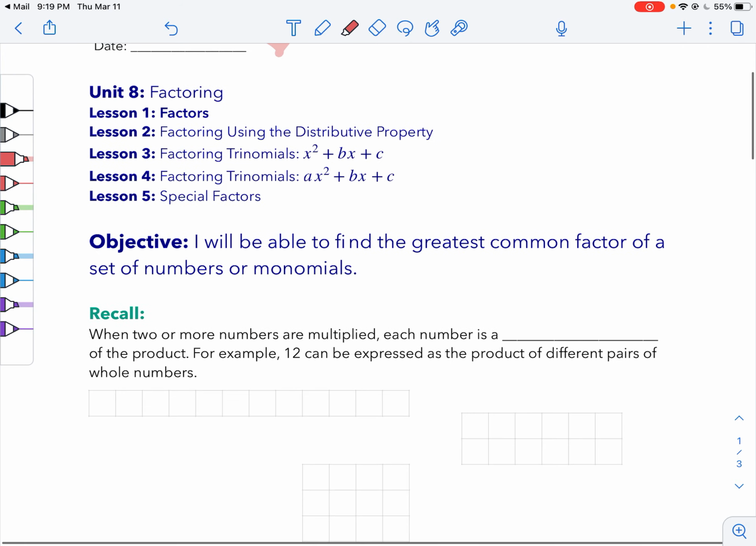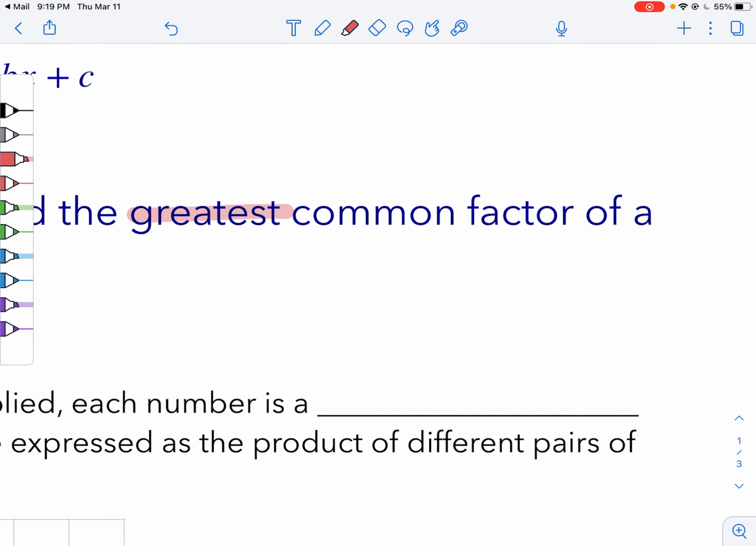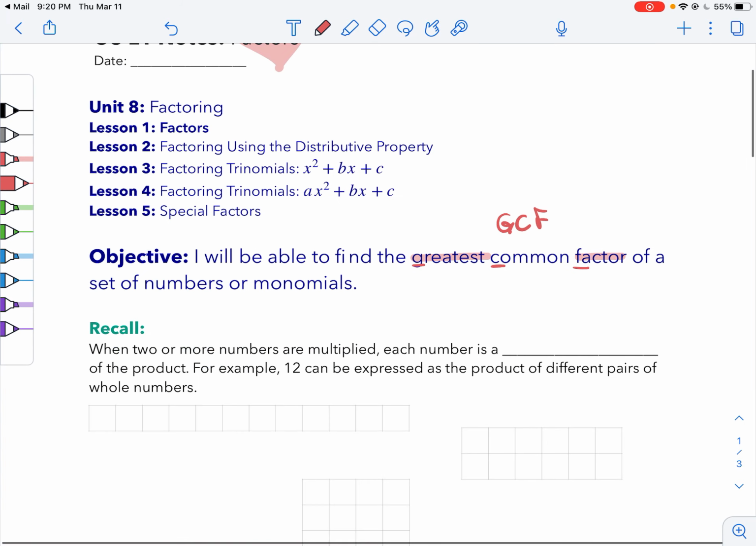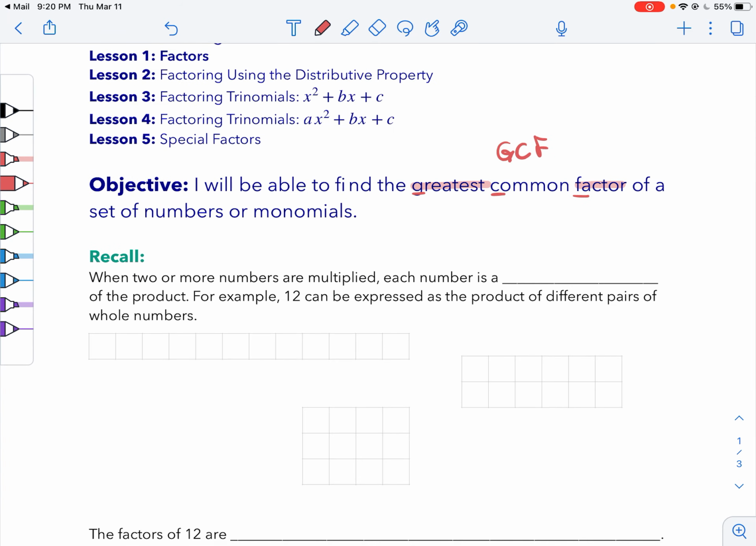By the end of the day, you will be able to find the greatest common factor of a number or a monomial or a set of numbers. By the way, if I ever talk about the GCF, that's what I'm talking about. Just so you know, we're going to talk all about factors today. A factor is the thing that you multiply.